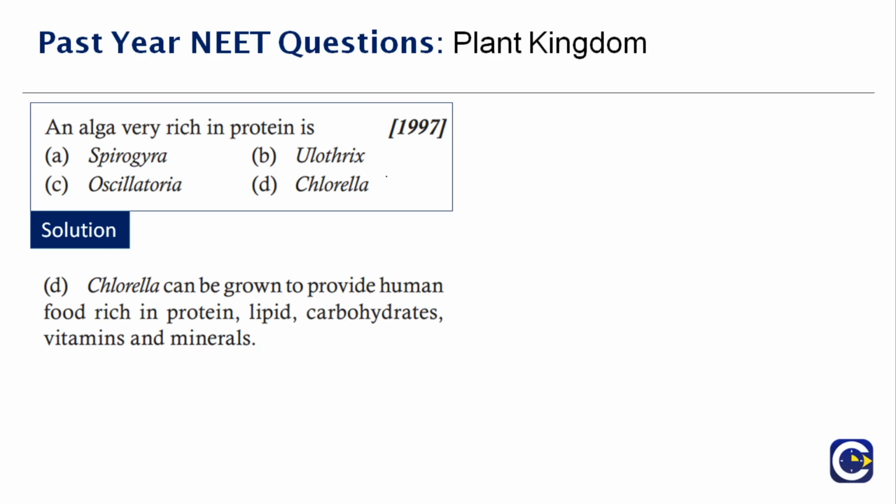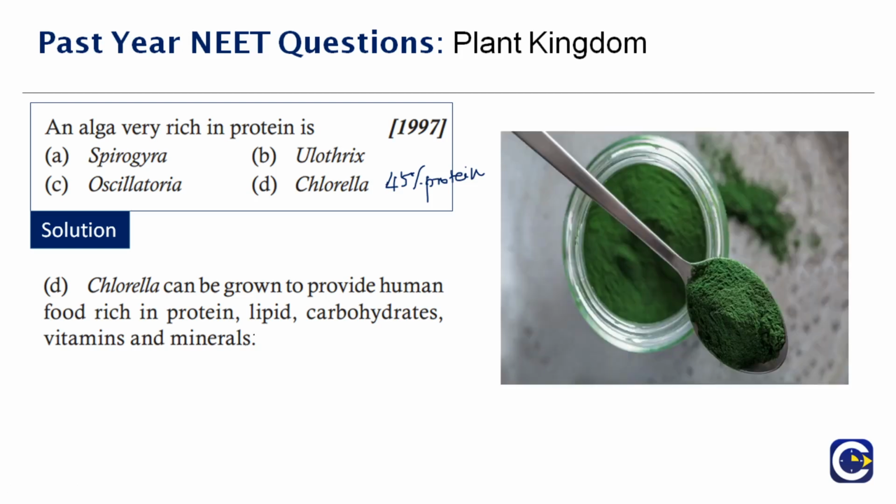And here, if you see, this chlorella will contain 45% protein. It is very rich in protein actually, and other components like lipids, carbohydrates, vitamins and minerals are also present in the algal food. Therefore, the correct answer to this question is option D. And to your right side, you can see the image of how it will be in the final form. Usually it is taken in the powdered form, just because it has to be easy for consumption. So therefore, the correct answer to this question is option D, chlorella.